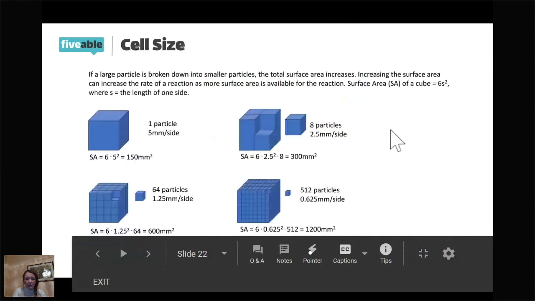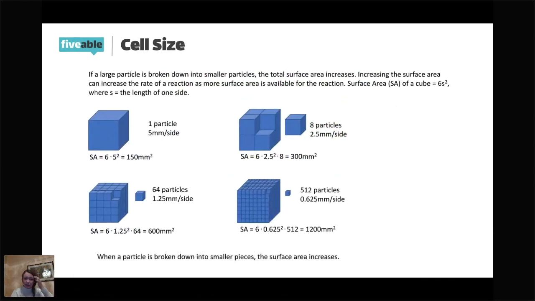Okay, before we move on to cell size, any other questions about anything that I've talked about so far? Again, I know I'm going quickly, because if I spent as much time as we did going through these things the first time, it would take hours.